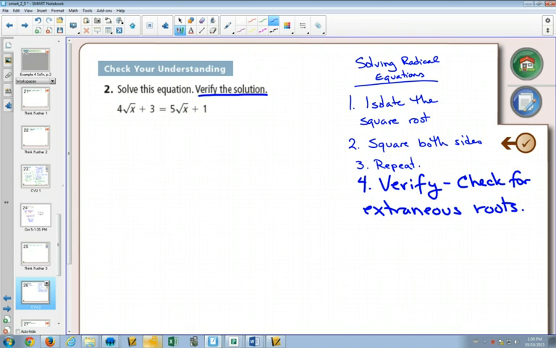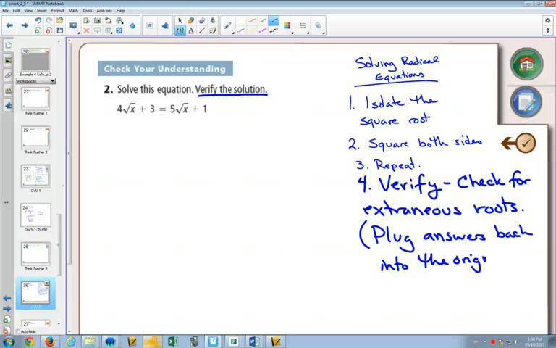What that means is an answer that appears to be an answer, but when you actually check the answer, it doesn't work. So we do all the algebra that we're supposed to. Isolate the square root, square both sides, then we solve for x, and we get an answer for x, but when we check that answer by plugging it back into the original equation, it doesn't work. So the way that we verify or check for extraneous roots is we plug all of our answers back into the original equation.